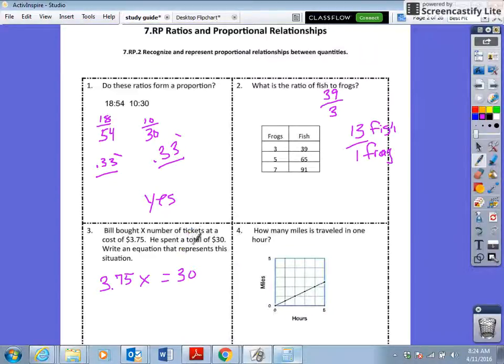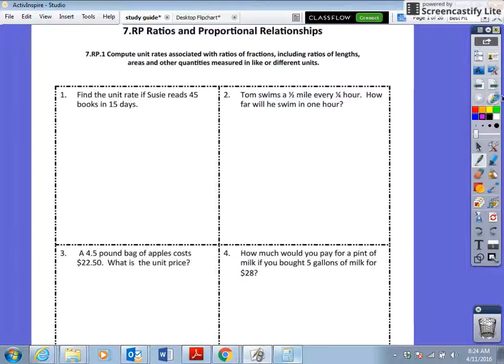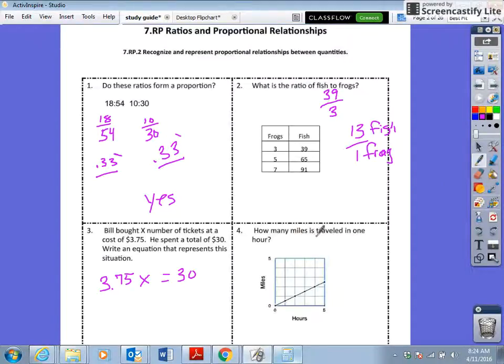Honestly, I don't really know why this question ended up in this unit, but hey, it's good to mix things up. How many miles is traveled in 1 hour? Oh, that's that unit rate thing again. We just had it on the last problem. Unit rate, okay? So how many miles is traveled in 1 hour? Now here's the problem. It doesn't tell us any numbers. Oh my goodness. We know this is 0. We know this is 5. So we can go 1, 2, 3, 4, 5. And again, 1, 2, 3, 4, 5. So how many miles in 1 hour?